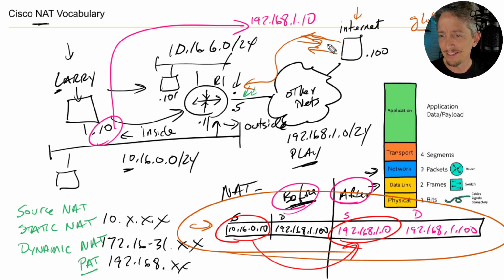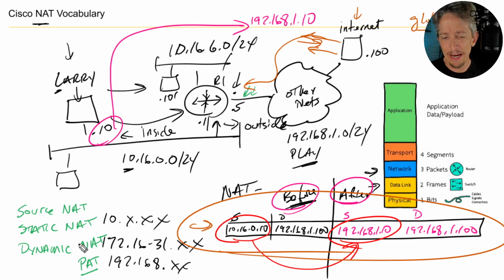And when this reply comes back to 192.168.1.10, the NAT device is going to say, oh yeah, I have that translation in my translation table. I know that's really 10.16.0.10. So what it does for the return traffic, it untranslates it. So now we're taking the destination address, going back to Larry, and untranslating it back to the real address, then forwarding it on.